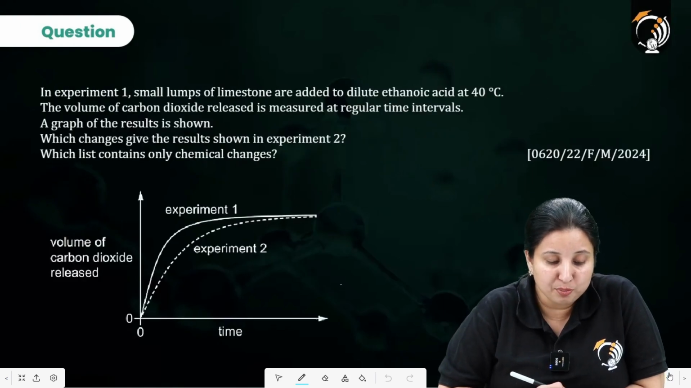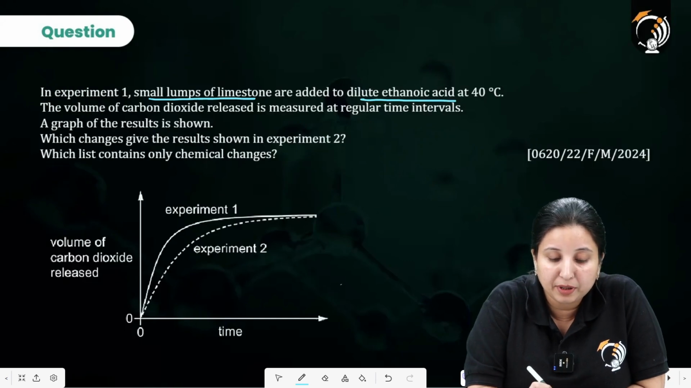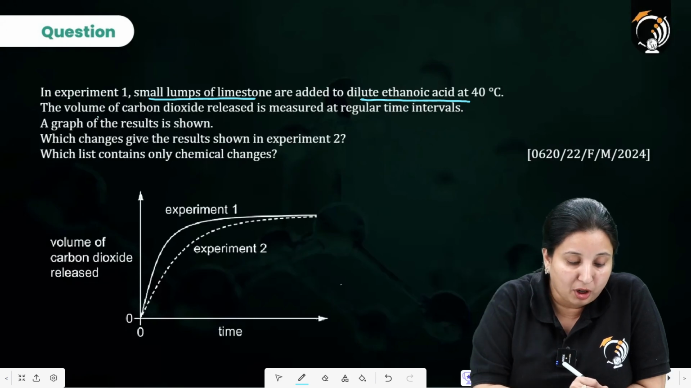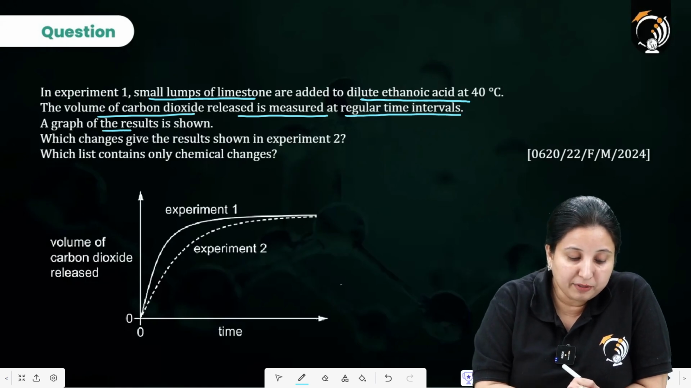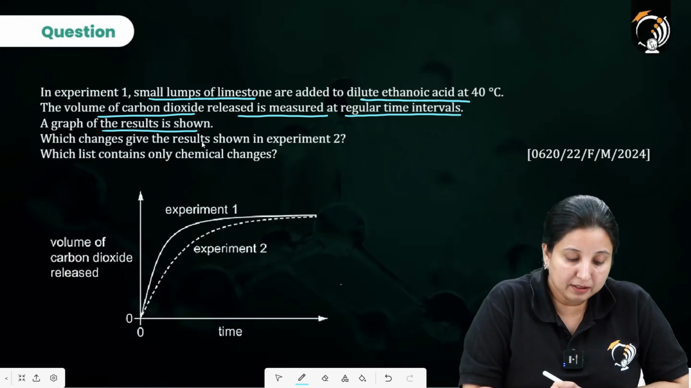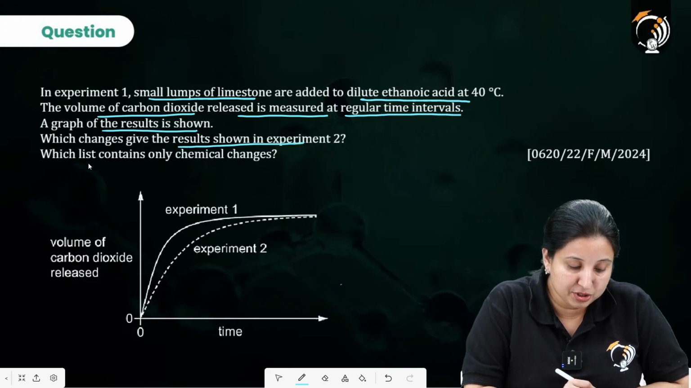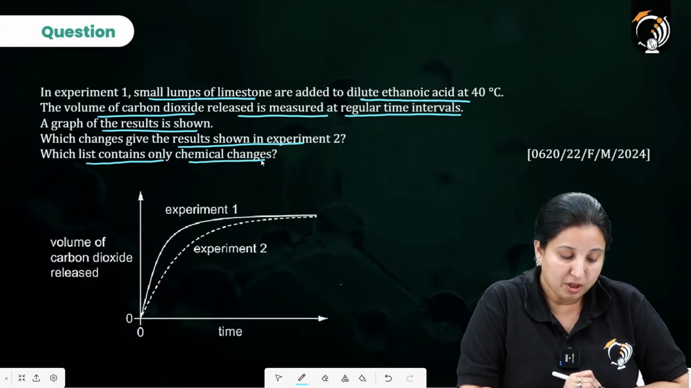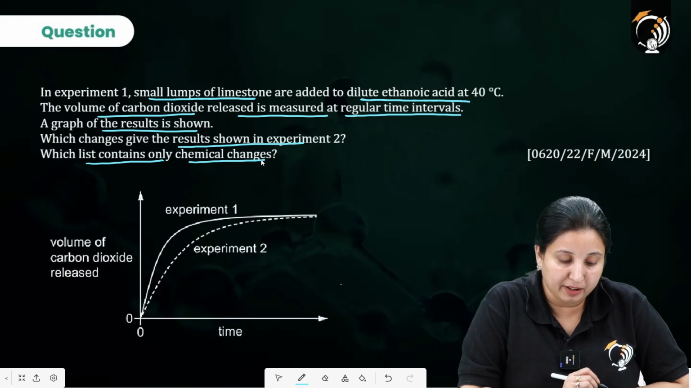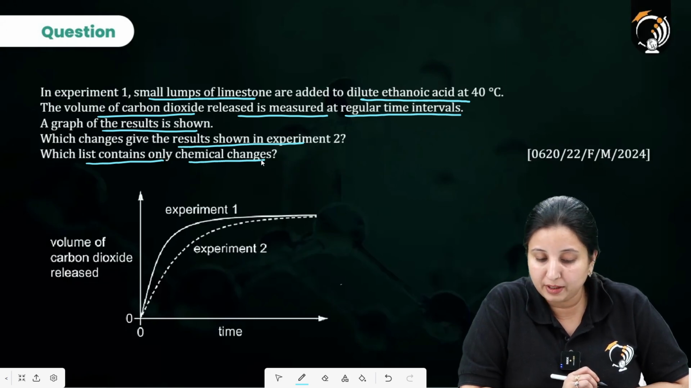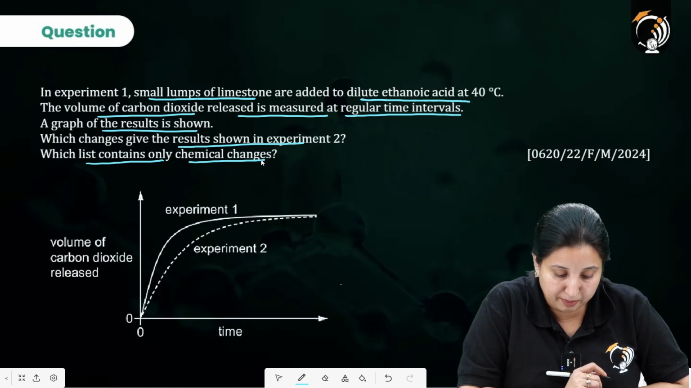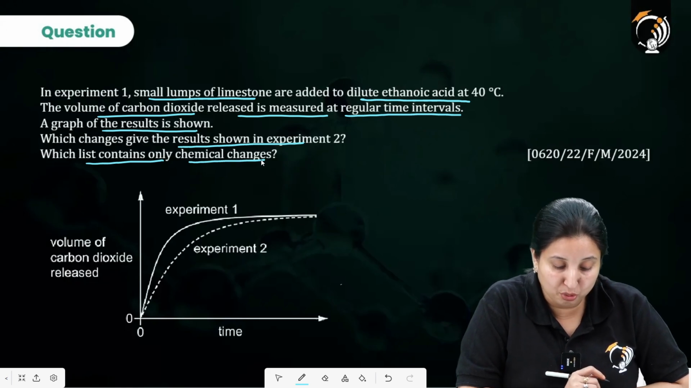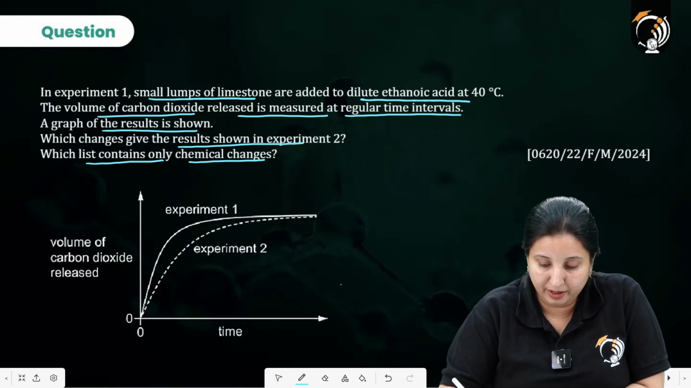In experiment 1, small lumps of limestone are added to the dilute ethanoic acid at 40 degrees centigrade. The volume of carbon dioxide released is measured at regular time intervals. A graph of the results is shown. Which changes give the results shown in experiment 2? Which list contains only chemical changes? Okay, so it is saying that in experiment 1 we used lumps of limestone with dilute ethanoic acid and the temperature is 40 degrees C. Then which change gives the result shown in experiment 2? Which list contains only chemical changes? So, let us see over here the list.